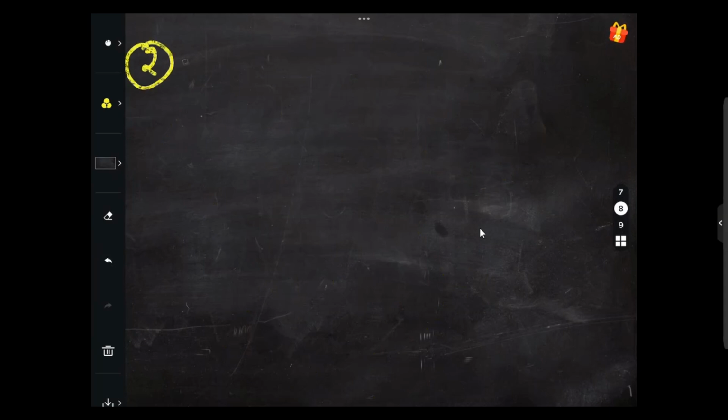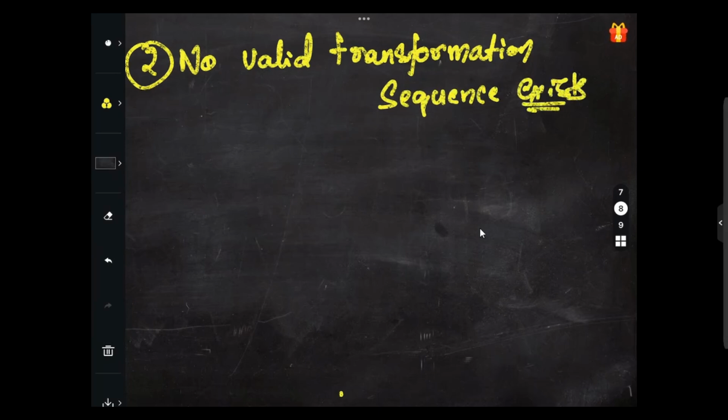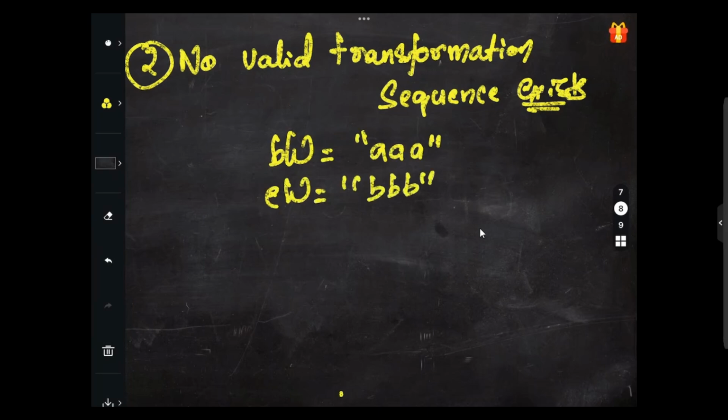No valid transformation sequence exists. So here, this is for the condition where no valid transformation sequence exists. So this is fine. For the begin word, let me consider here AAA. For the end word, let me consider here BBB. In this case, this is fine.